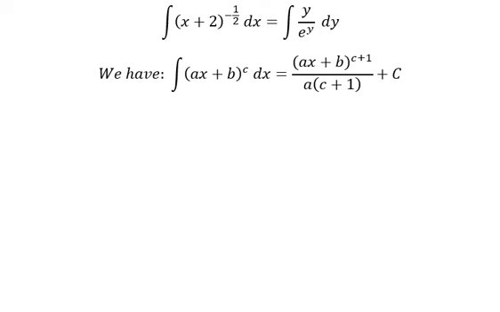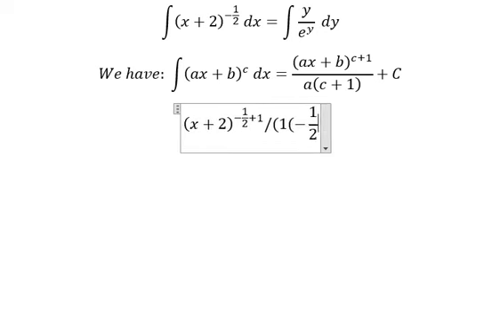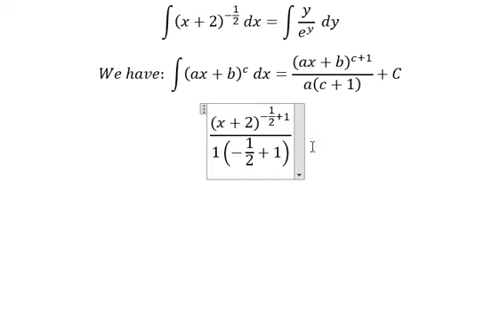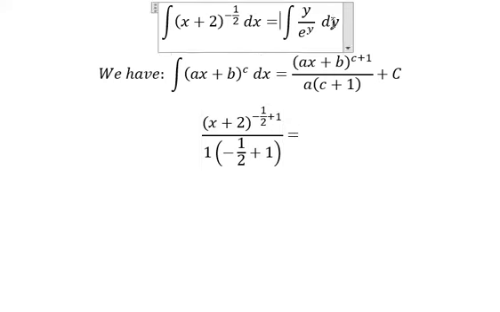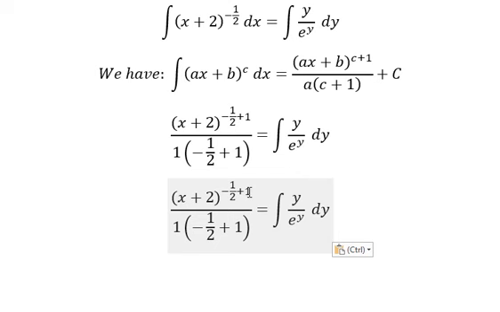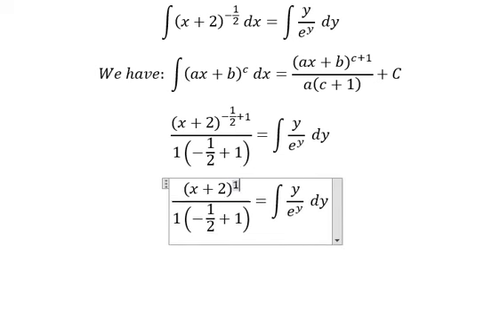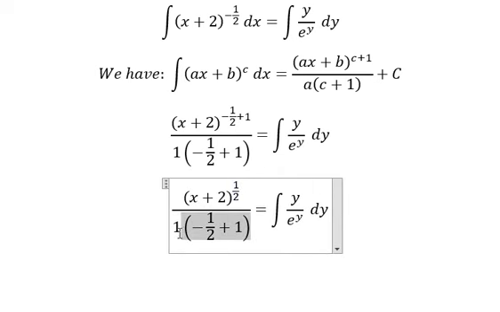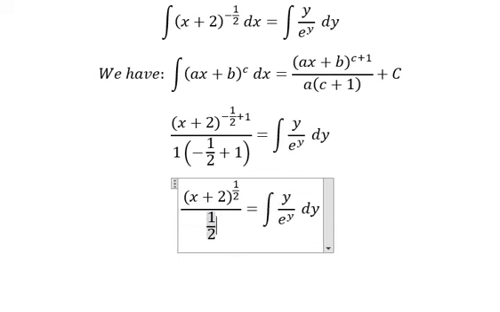So we have s plus 2 to the power of negative 1 over 2 plus 1 over number 1. Number 1, that's about the coefficient of s, which is number 1, multiplied by negative 1 over 2 plus 1. And we have this integration in here. This one is about 1 over 2.